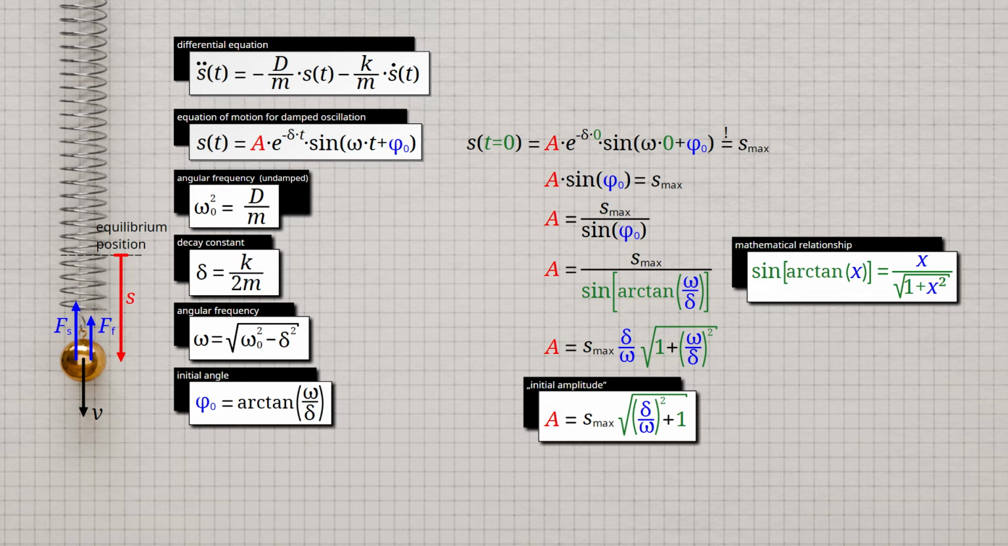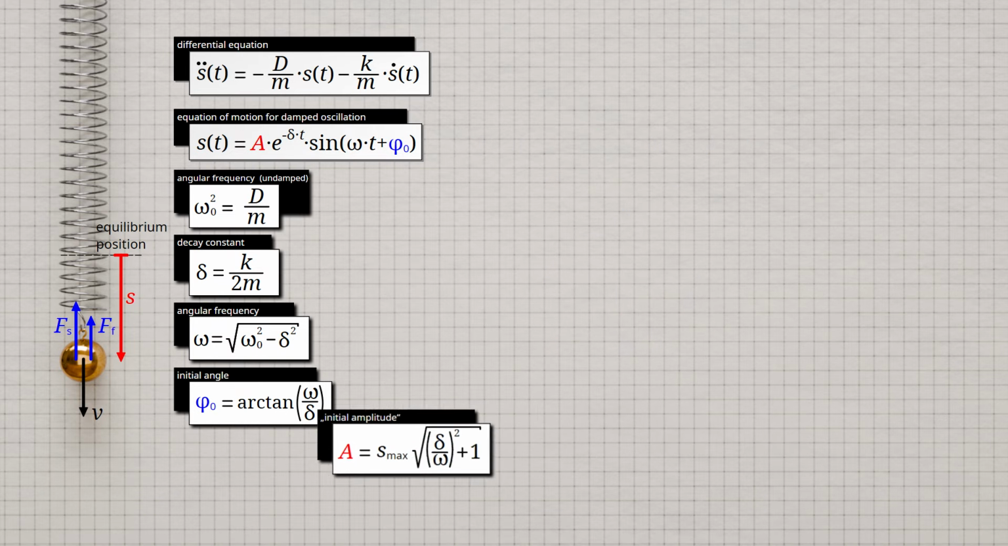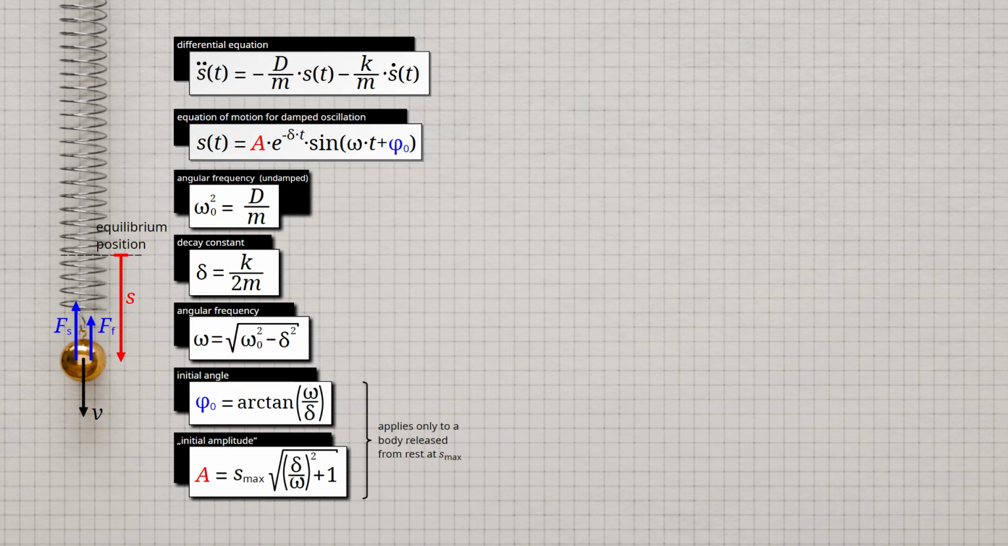Note that these formulas for determining the quantities A and phi 0 only hold in this form if the body is released from rest. If the body already has an initial velocity at the time t equals 0, for example because it is pushed, these formulas no longer apply. Furthermore, it is important to understand that the value A is generally not equal to the initial displacement. The initial displacement is Smax. The quantities A and phi 0 are mathematical constants that must be determined from the given initial conditions.